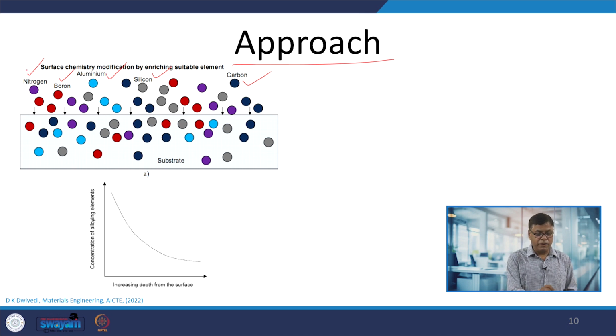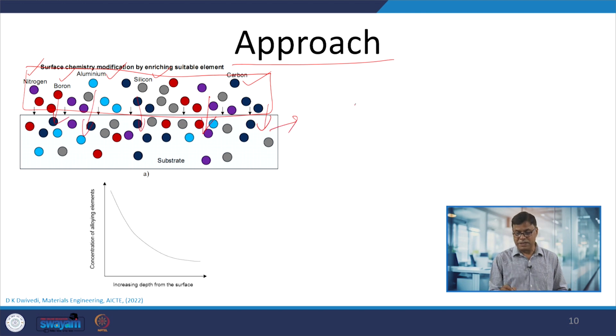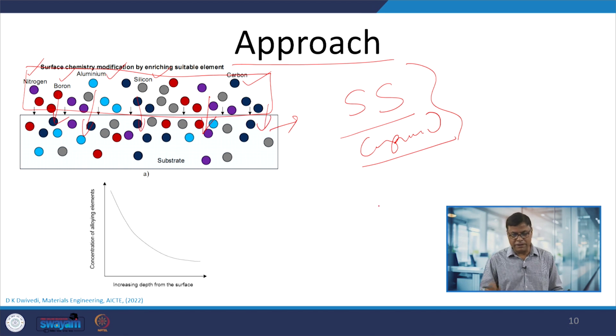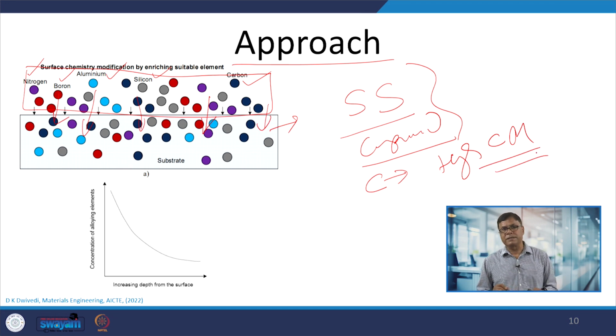So, when we provide a particular element rich environment at the surface, at a high temperature, these diffused elements can work in two ways. They can form a solid solution, or they can form some kind of compound through reactions, or they can help in forming certain phases which have the desired properties. So, that is what is done in carburizing. Carbon is enriched in low carbon steels, and then that helps in forming high carbon martensite. In low carbon steels, the carbon content may be very low and may not be able to form martensite.